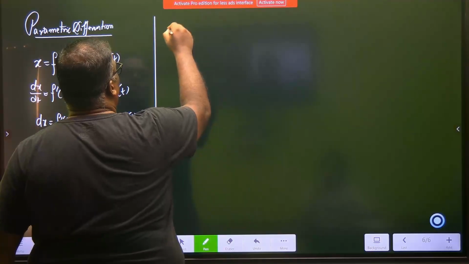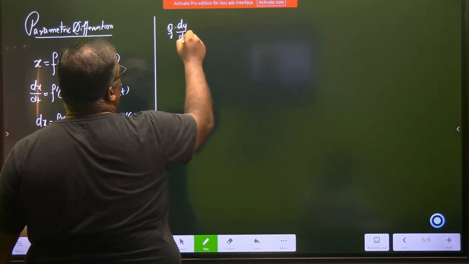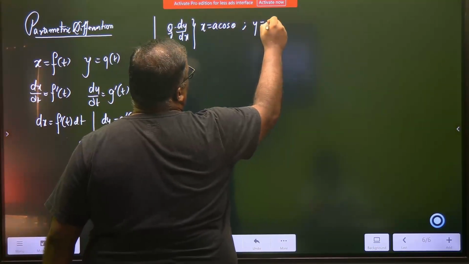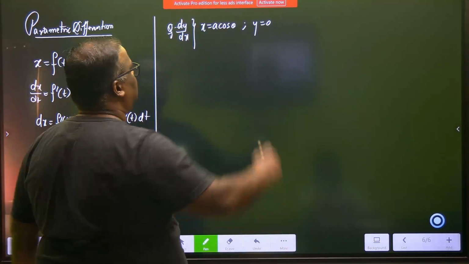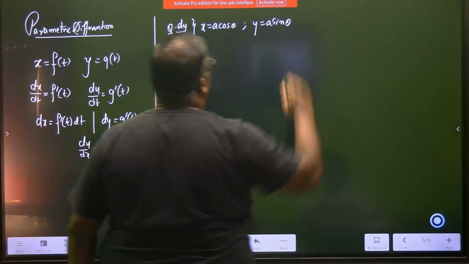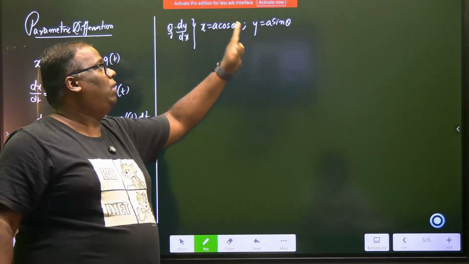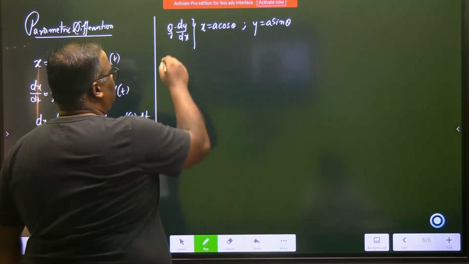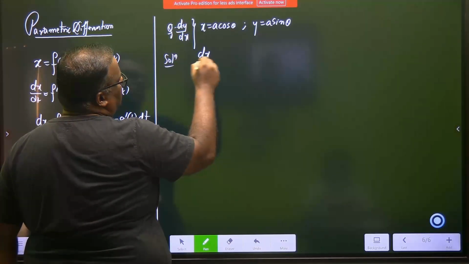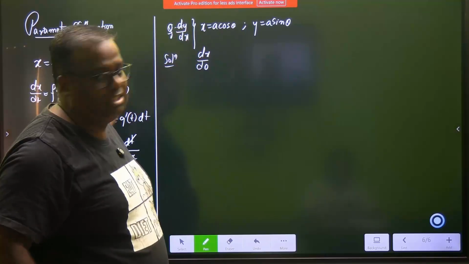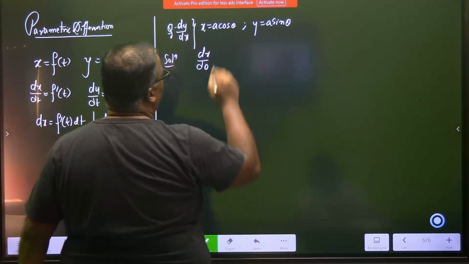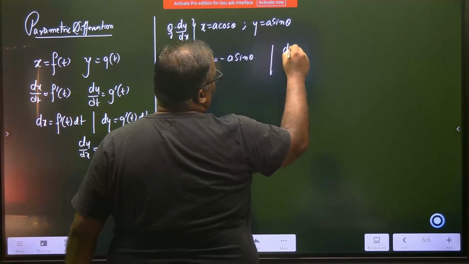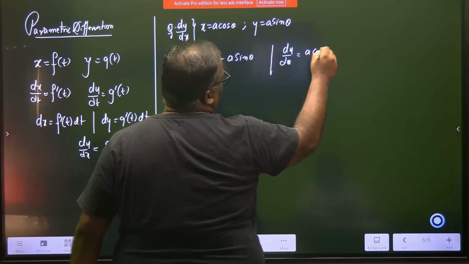They have asked us to find dy by dx, and the conditions they have given are x equal to a cos theta, y is equal to a sin theta. Now see, children, x is a function of theta, y is also a function of theta. So you need to find dy by dx. We'll just use dx by d theta. Here t is theta. What does dx by d theta give you? It gives you minus a sin theta. And what does dy by d theta give you? a cos theta. Clear?